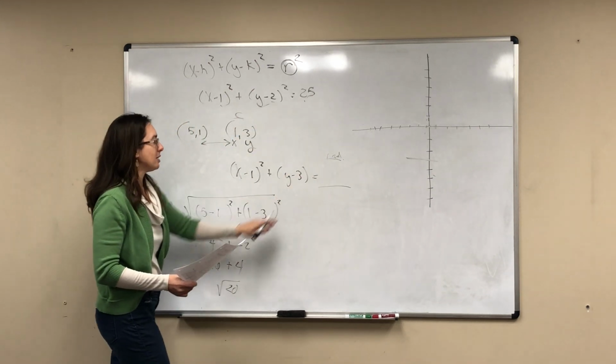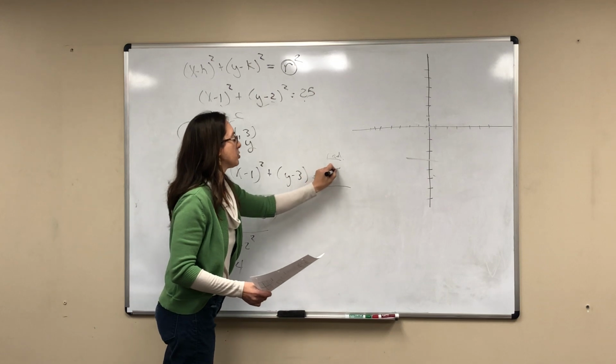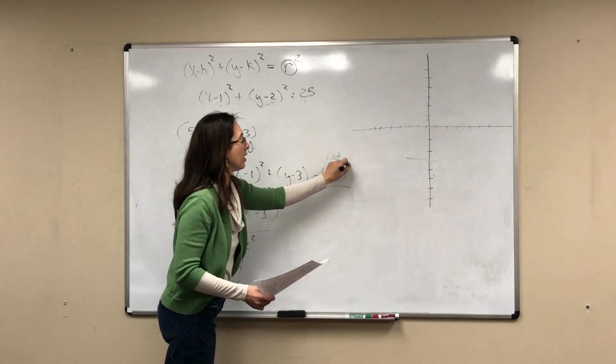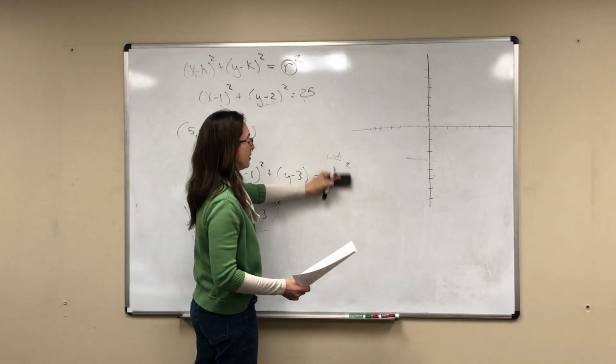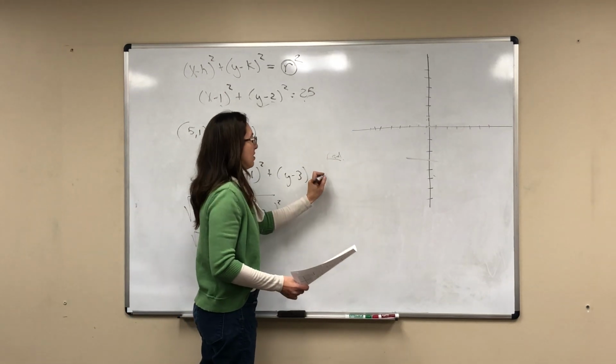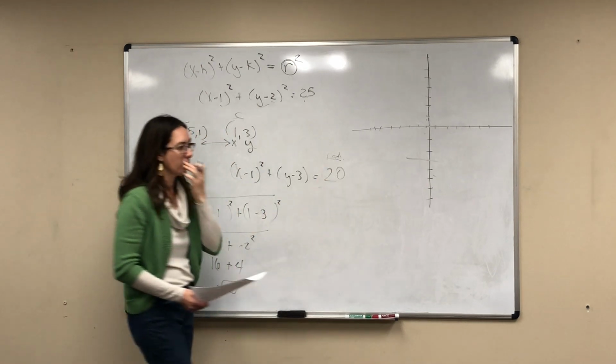Because my radius, I can either write square root of 20 squared. What would be easier to just write? Wait, doesn't that just cancel it out? So it's just 20.